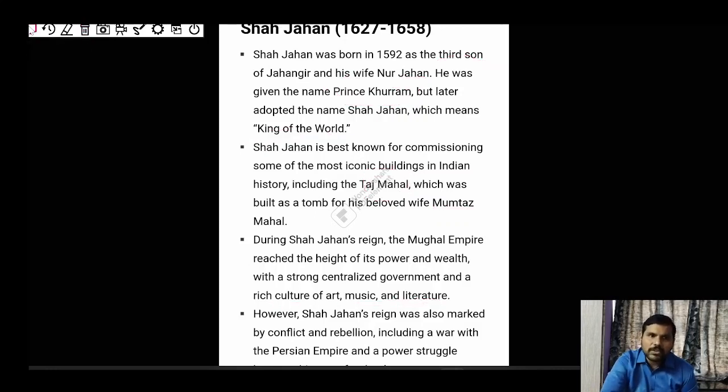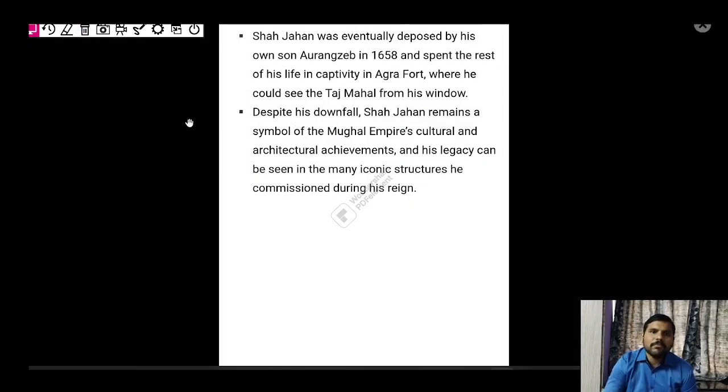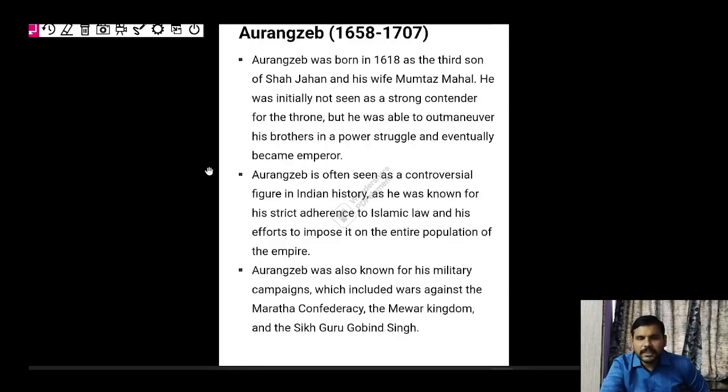Shah Jahan was also a very powerful ruler at that time, because the Mughal Empire was well established. He was able to focus more on building the Taj Mahal. As we have seen, Aurangzeb deposed his father and became the emperor and put him in prison in the Agra fort. From the window, he could see the Taj Mahal. He spent his last days in prison itself. Next comes Aurangzeb, the last powerful ruler of the Mughal Empire.